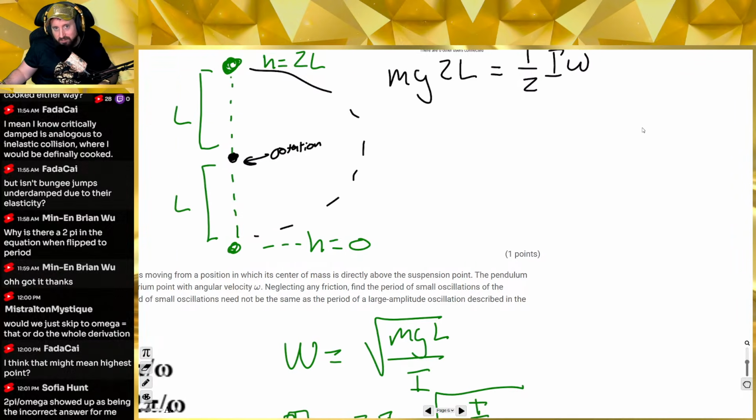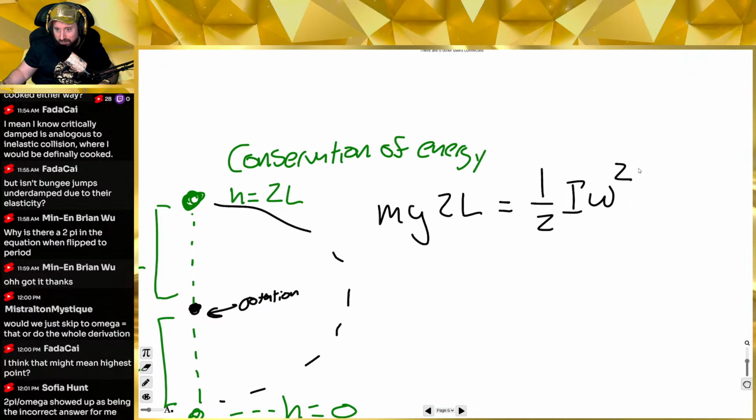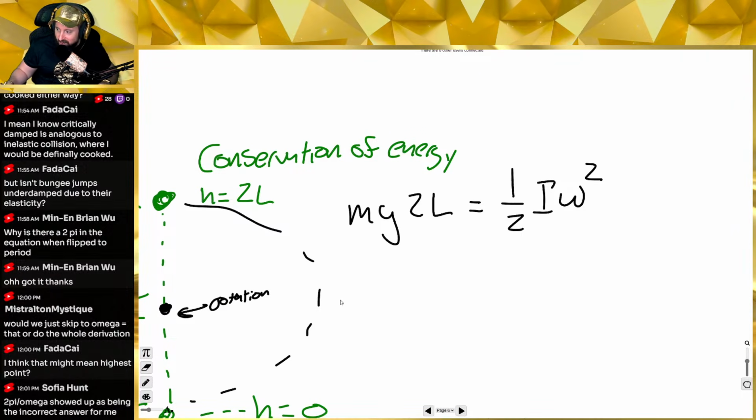Okay, I see what's happening here. Yeah, it's not 2 pi over omega. I'll show you why, Sophia. One sec. Okay. All right.